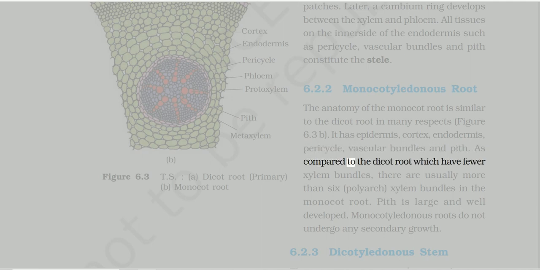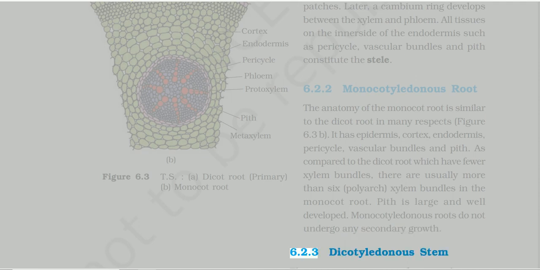As compared to the dicot root which have fewer xylem bundles, there are usually more than 6 polyarch xylem bundles in the monocot root. Pith is large and well developed. Monocotyledonous roots do not undergo any secondary growth.